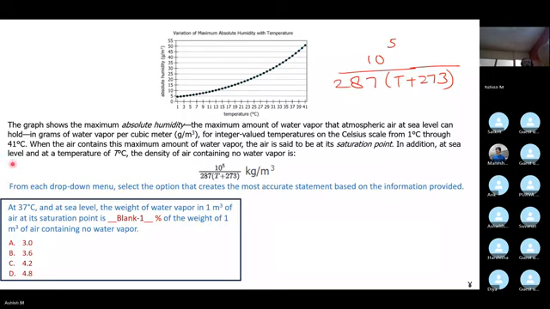In addition, at sea level and at a temperature of T degrees, the density of air containing no water vapor. Mind you, this is maximum water vapor, while this formula gives you the density with no water vapor. So this is maximum water vapor, this is no water vapor. All right, at 37 degrees, the weight of water vapor is dash percentage of the weight of air containing no water vapor.